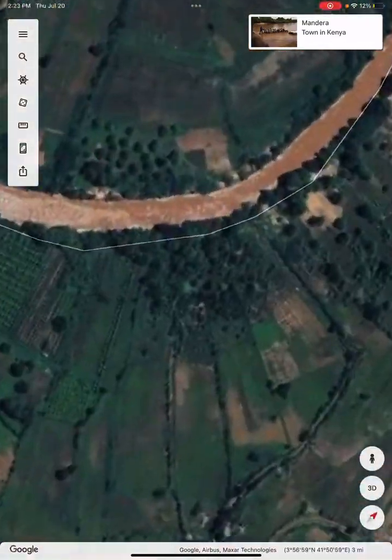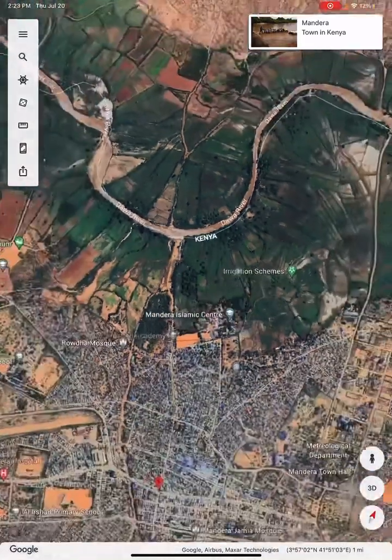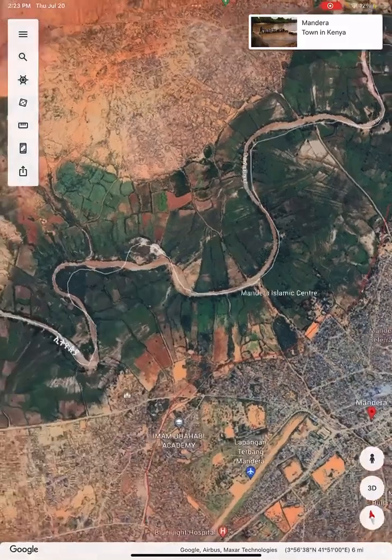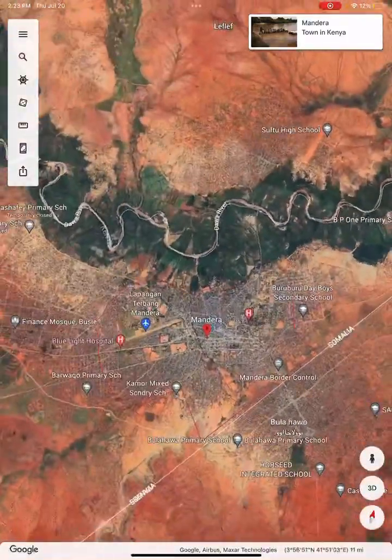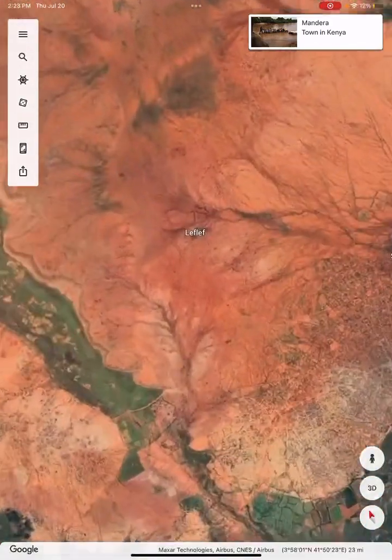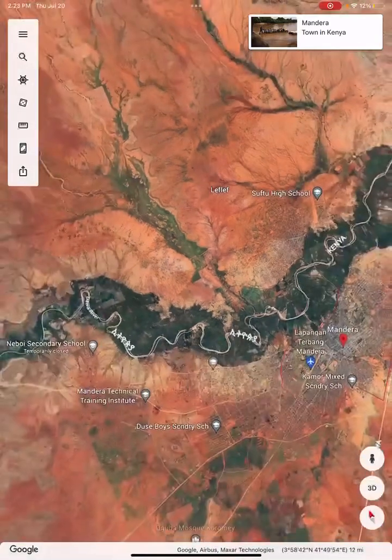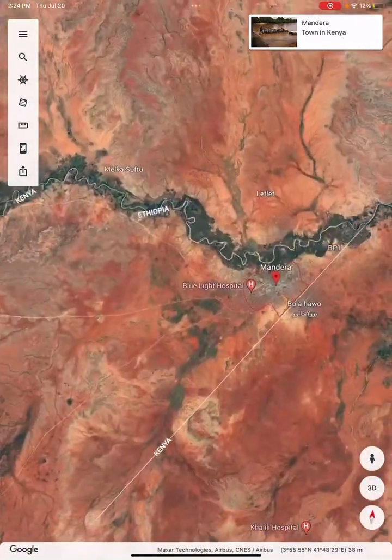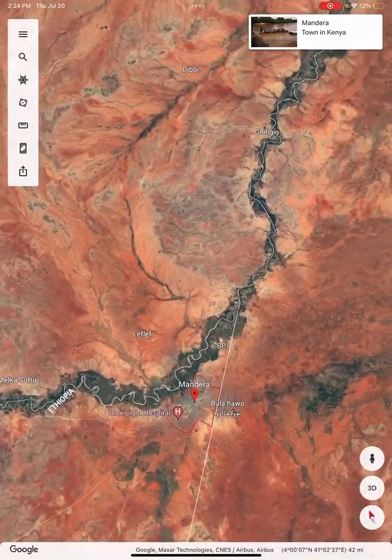Here in Kenya, you can see the Dawa River. The Dawa River is a river flowing between Kenya, Ethiopia, and Somalia. Mandera is actually the closest town to it. And Leflef is a very small village in Ethiopia, right near the Dawa River and the border with Kenya and near Somalia.